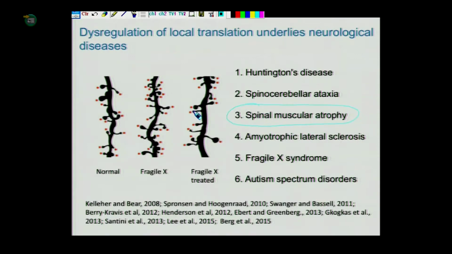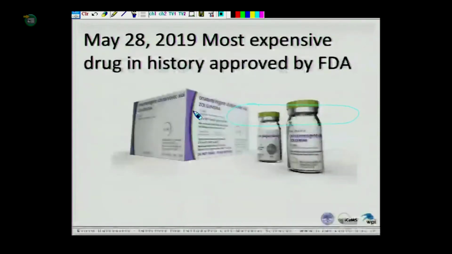And the reason that I want to talk to you about this specific disease is that just 2 weeks ago, the US FDA approved the most expensive drug in history. 2 weeks ago. So this is the Zolgensma for SMA. Okay? So this drug targets that disease that I just talked to you about, the spinal muscular atrophy. Anybody guess how much this treatment costs? It's a one-time treatment.